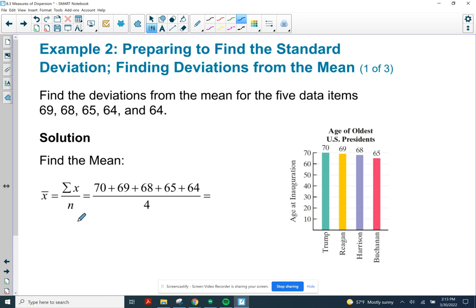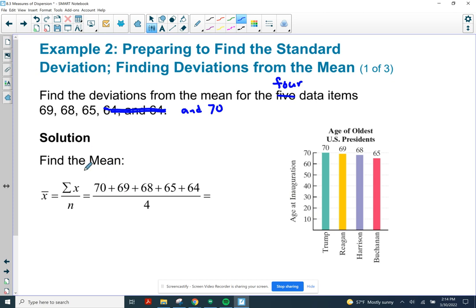All right. Now we're going to talk about standard deviation. Range is such an easy topic, we're going to just jump right into standard deviation. Now, our data set doesn't match. There's a typo here. We're supposed to be finding the deviations from the mean for the 4 data items. I'm not sure how this got in like this. So we're going to do 69, 68, 65, and 70. We're going to do this for these presidents.